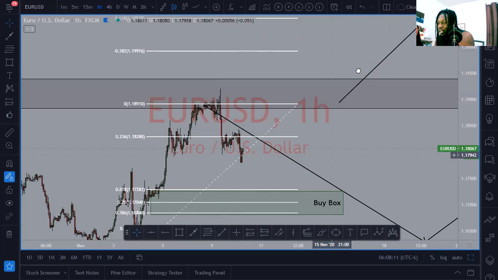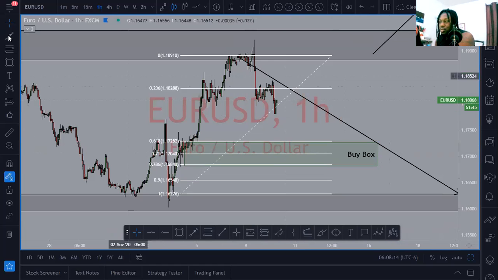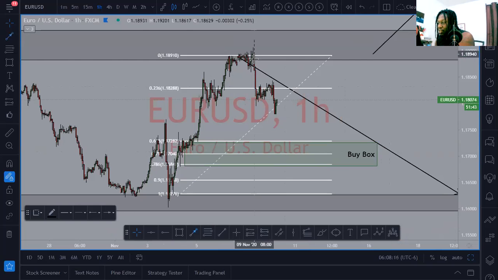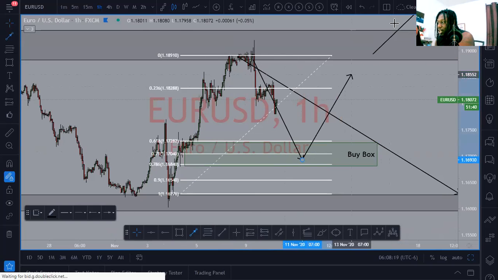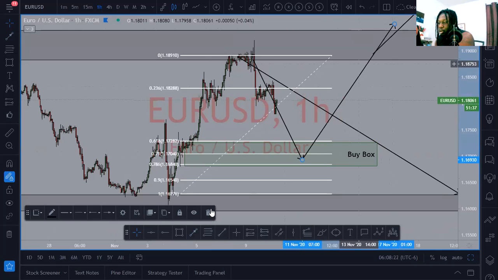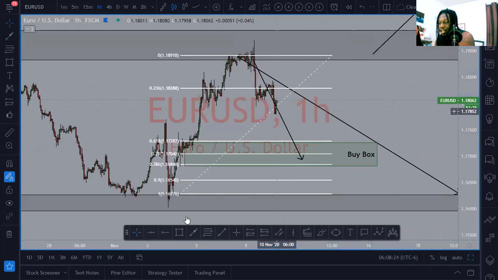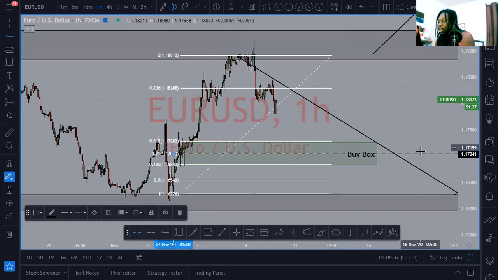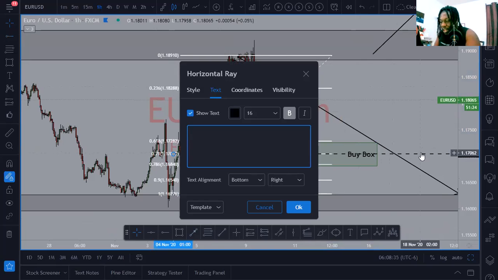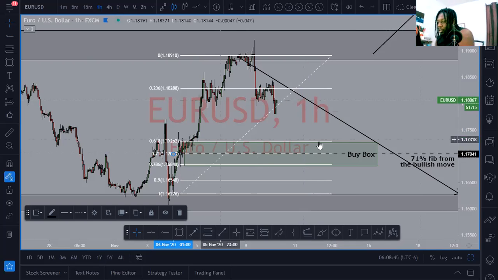I still want to see this same thing with the DXY. I still want price to come and see if it's going to reject off of here to continue to the upside. But I'm just going to do the same thing as with the DXY and put this 71% fib from the bullish move, right? So that's the fib retracement for the bullish move. Going to get rid of all these.